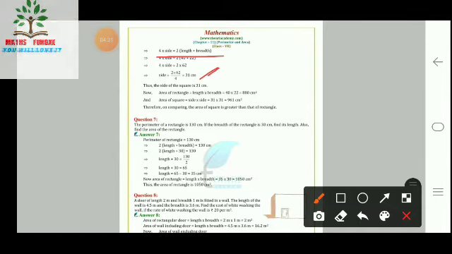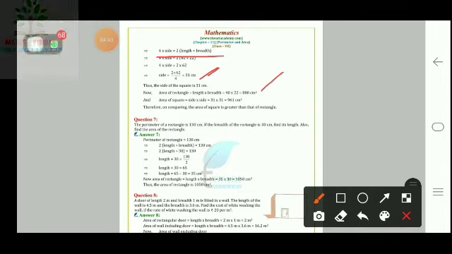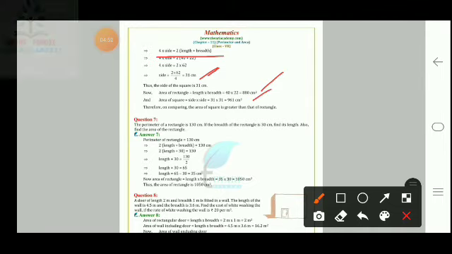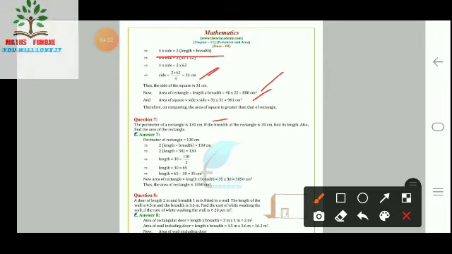The dimensions of the rectangle are given, so we have to find the dimension of the square. Thus the side of the square is 31 centimeter. Now the area of the rectangle is L into B, which is 40 into 22, that is 880 centimeter square. Area of a square is side 31 into 31, that is 961 centimeter square. Therefore, on comparing, the area of the square is greater than the area of the rectangle.